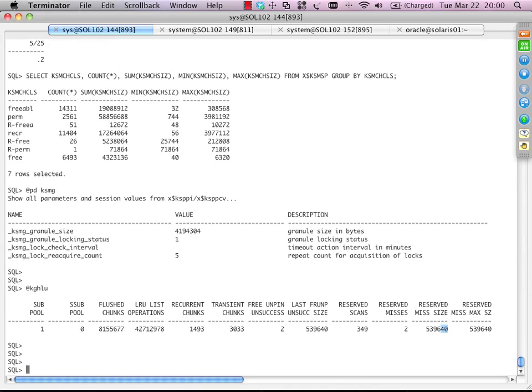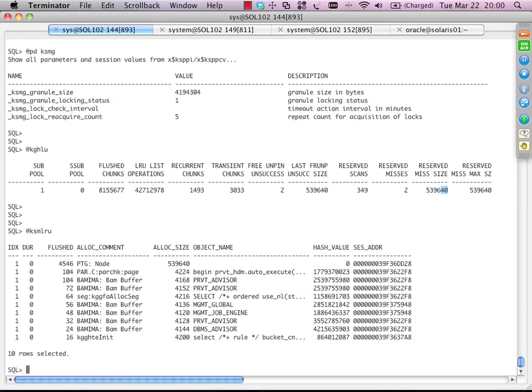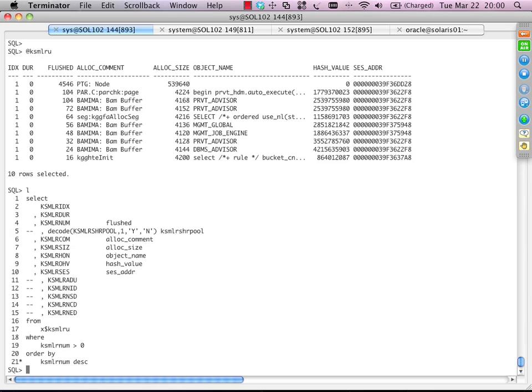So before I look into a trace file, I think we are running out of time as well. I'll show you another script. This is based on an $X table. There is a table called $X KSMLRU, so I just have a script with this name. I select from $X KSMLRU. All right. And the $X KSMLRU is a really useful view which shows you who flushed out what and why.